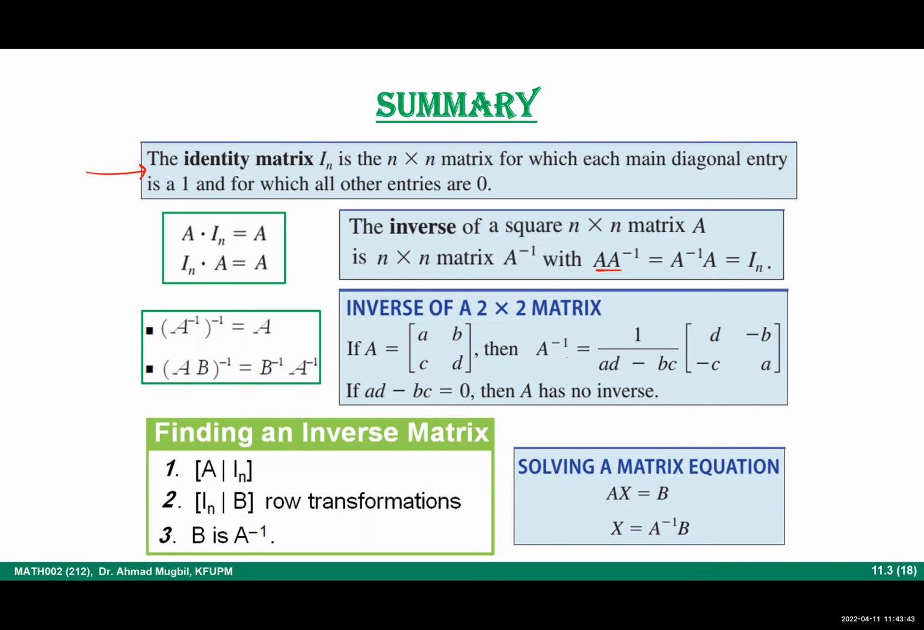To find the inverse of a 2 by 2 matrix, all you need to do is just look at the main diagonal entries, interchange them, and change the sign of the other entries. Then, of course, don't forget to divide by the determinant of the 2 by 2 matrix. If the determinant is 0, then this matrix has no inverse. Now, this is for 2 by 2.